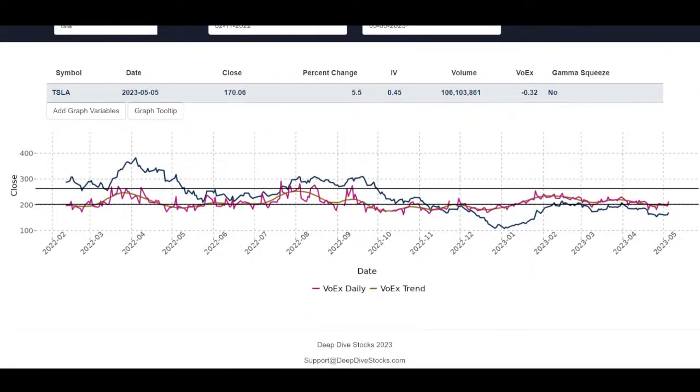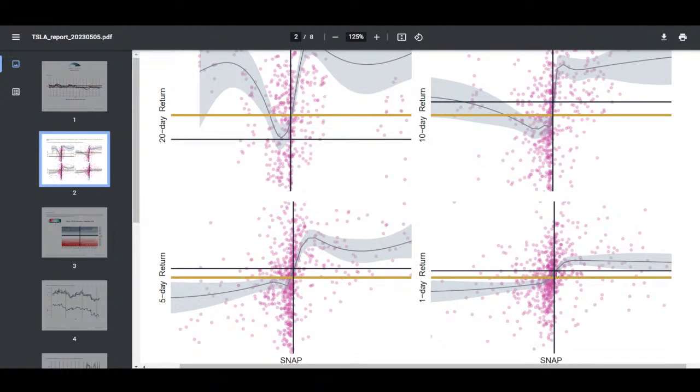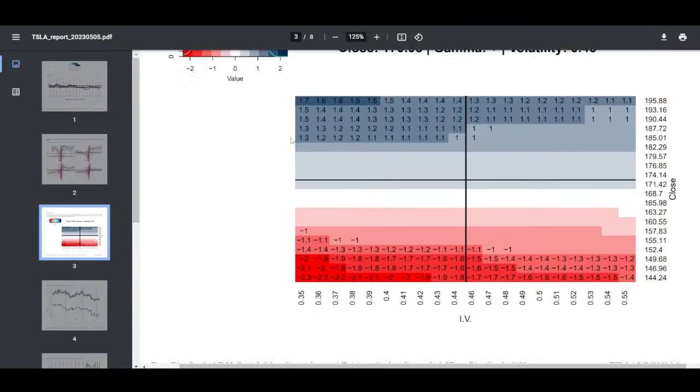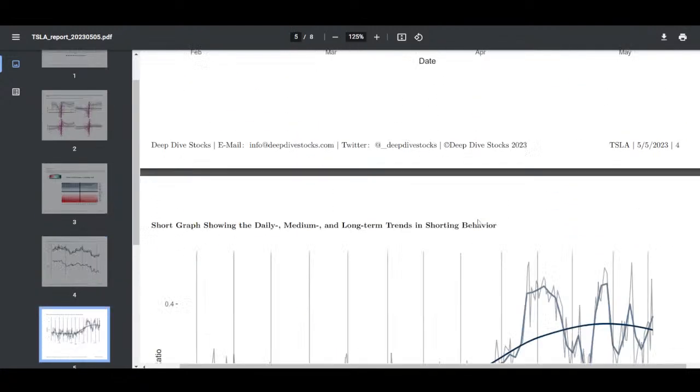Okay, and we can go back to the Tesla report. We could check out the snap graphs. You can see that the 1 day is bullish, the 5 day is bullish, the 10 day is bullish. Only the 20 day isn't bullish yet. You could see here that if Tesla moves up to the upside, it's going to have some nice purchasing support, and it only falls into selling pressure only back down at 163. So it looks pretty safe from falling into any nasty selling pressure.